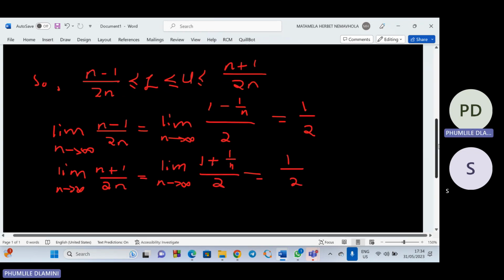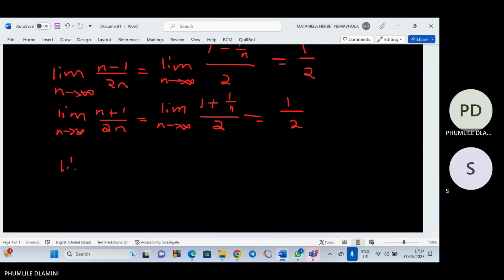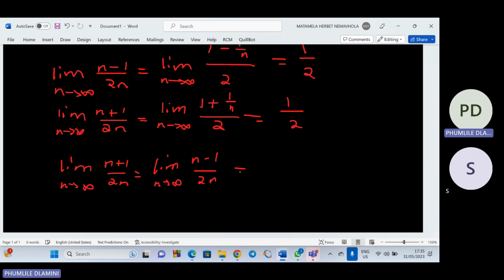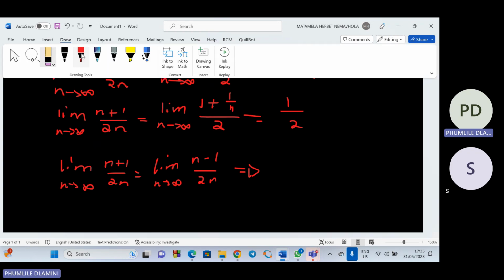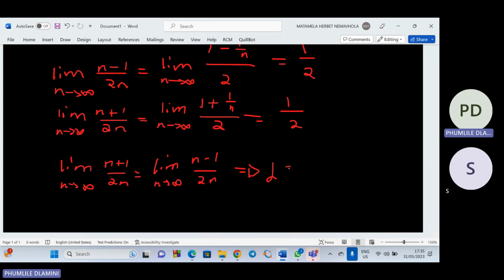So now you will see that the limit as n approaches infinity of (n plus 1)/2n equals the limit as n approaches infinity of (n minus 1)/2n. Therefore, this implies that our L of P, even if you just write L, not L of P, I was just showing you that you must take into account that I'm talking about L of P, but you can just write L. Our L is equal to what?